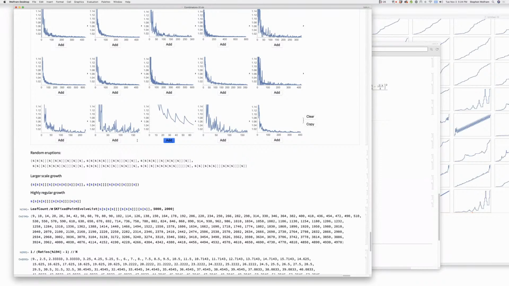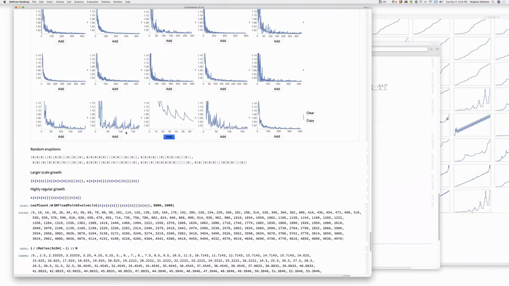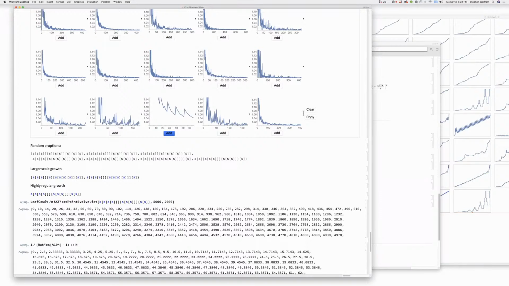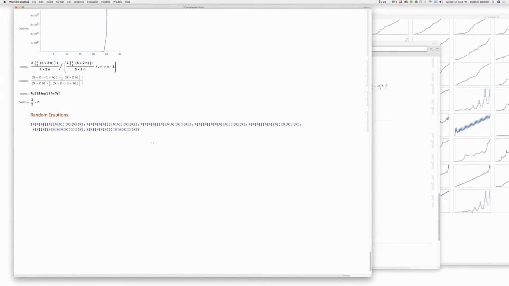What I'm guessing is that it is mostly just a linear increase with these random fluctuations that basically can encode arbitrary computations. That's what I'm guessing is going on here. And if we take a look at some of these, I want to just look at what they do.